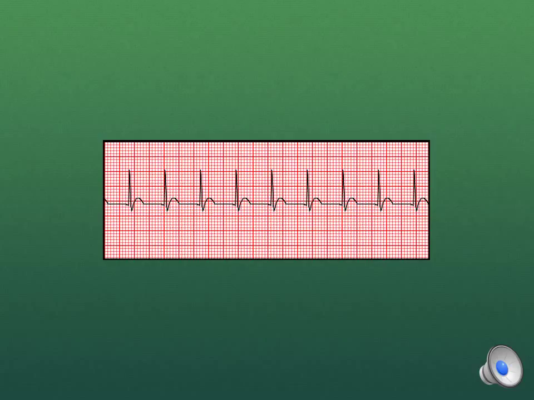All right, this is a rate of about 110 with narrow QRS complexes. It's regular. We do have, looks like, a P wave that is notched in there after the QRS complex again. It's another example of junctional tachycardia.